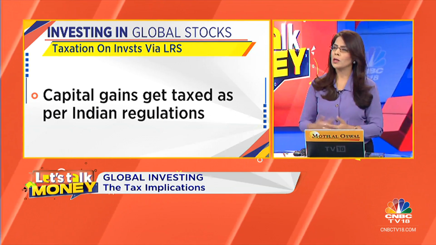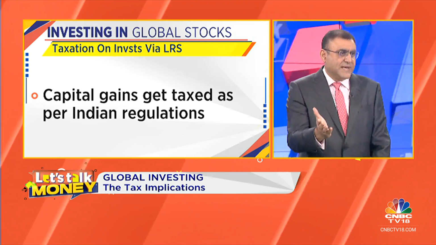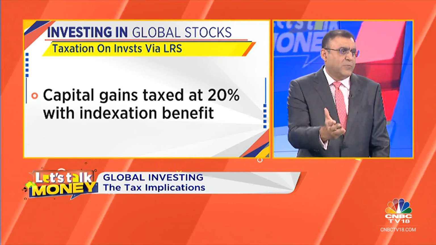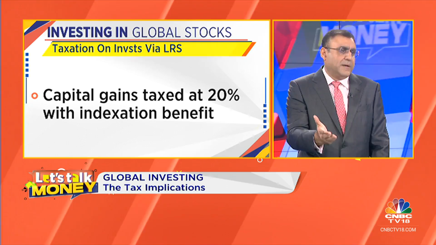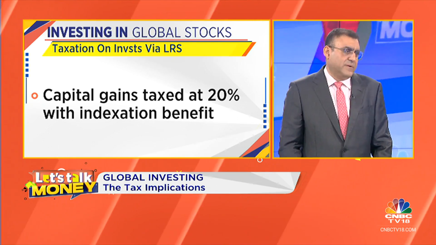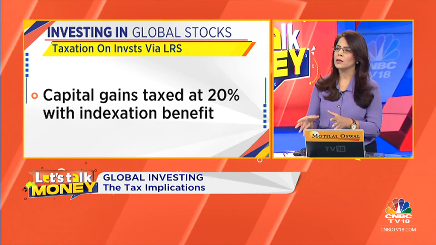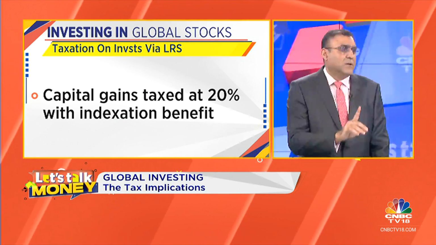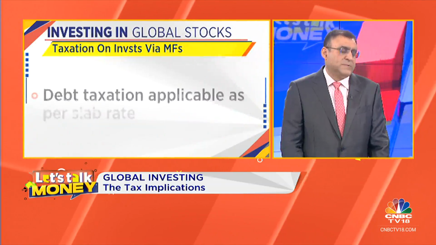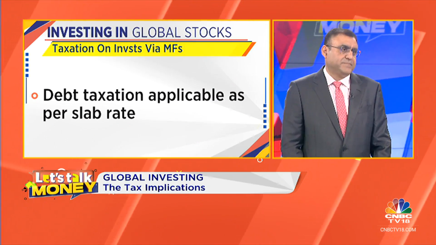And at that point in time, what's the tax rate that applies? It depends. If it's capital gains and you've held for 24 months, then you get long-term capital gains with indexation benefit. So that becomes a part of the capital gains regime. That's right. Listed or unlisted? 20% because unlisted, with indexation. Got it. So that's how taxation works.